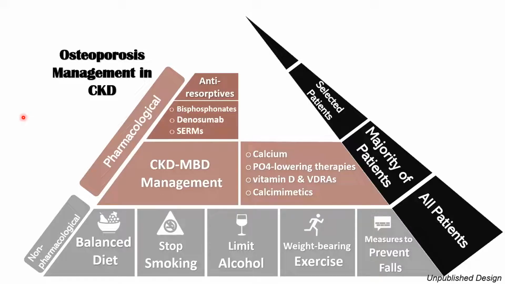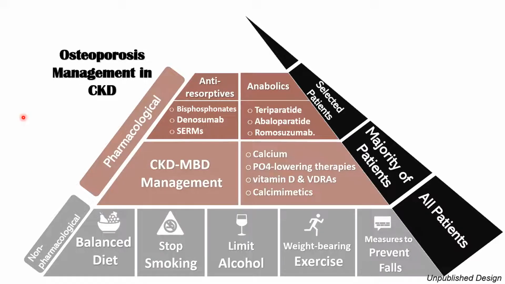Next to this, in some selected patients who would need antiresorptives or anabolics. In antiresorptives, we have bisphosphonates, the most common, denosumab, and selective estrogen receptor modulators. On the other side, for the anabolics, we have teriparatide and abaloparatide, and recently romosozumab.